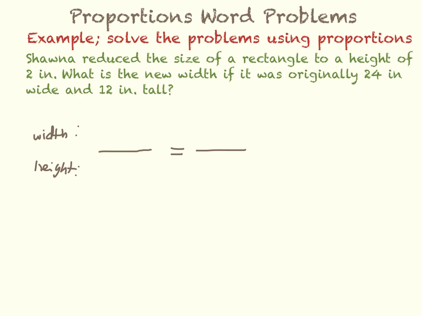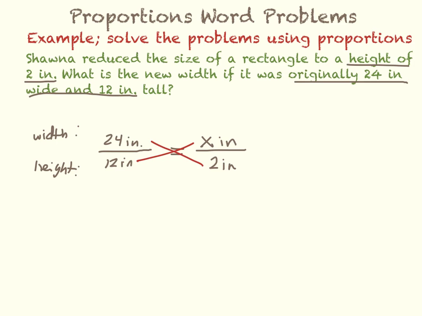So my original width is 24 inches and 12 inches tall. So 24 inches and 12 inches. That was the original. And then the new information, the height was reduced to 2 inches. So the height is now 2 inches. And I do not know my width. That's what I want to find out.